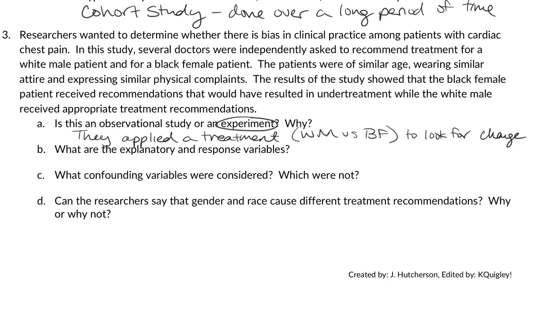Speaking of those variables, what is the explanatory and what is the response variable? So what did we change, what did we affect? That would be the explanatory variable, and what we measured would be the response. We changed, in the 2 groups, gender and race. And what were we measuring at the end of this experiment? The recommendation for clinical practice, yeah. So treatment recommendations.